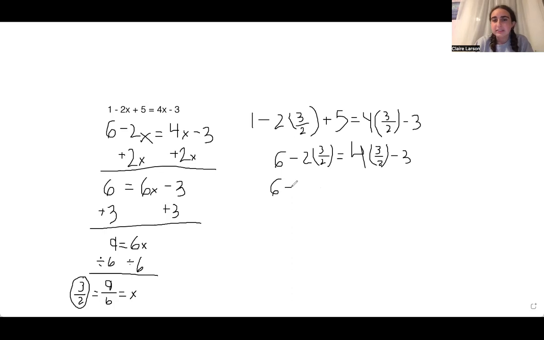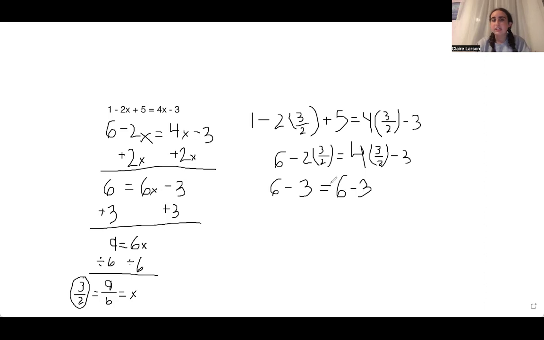6 minus 2 times 3 over 2, which is 6 over 2, which simplifies to 3. And another way you can do this is see that 2 is in the top and 2 is over there, so those just cancel out and you're left with 3. So 6 minus 3 equals, and we're going to do 4 times 3, which equals 12. And then 12 divided by 2 equals 6. So this is 6 minus 3.